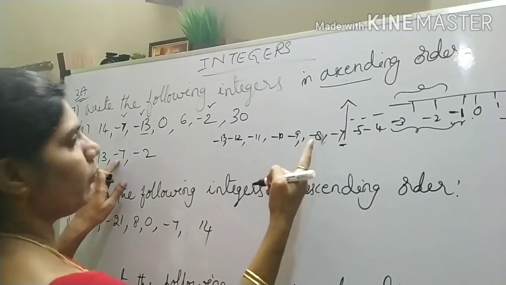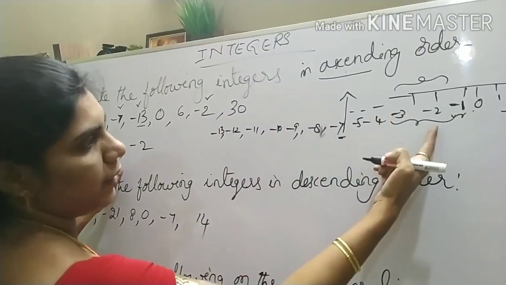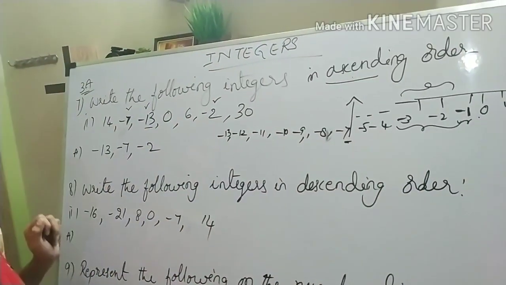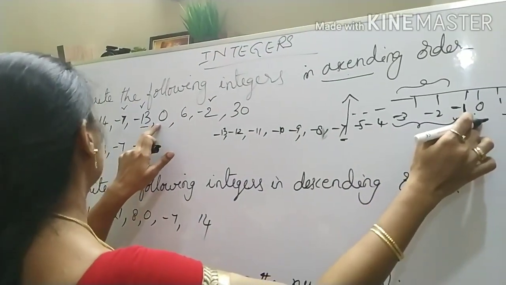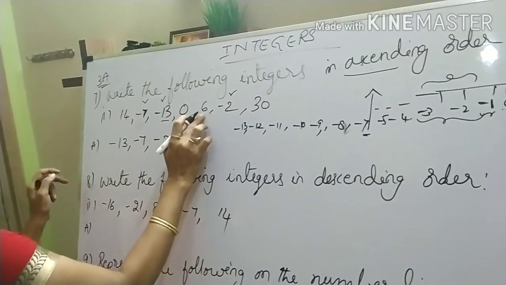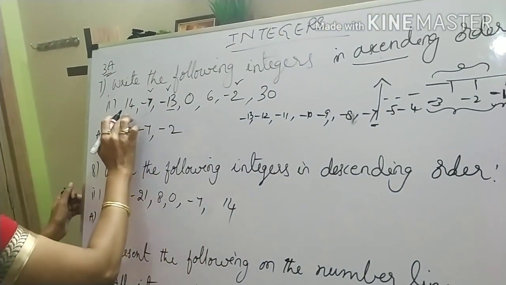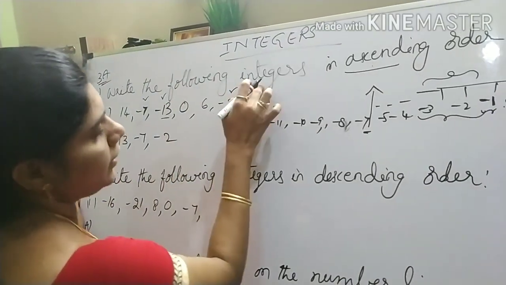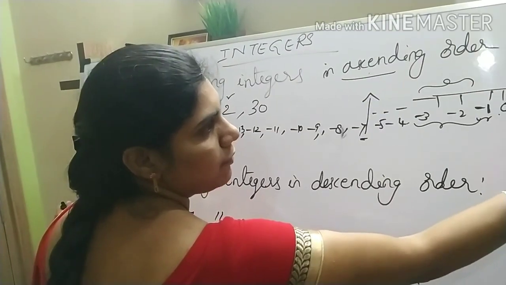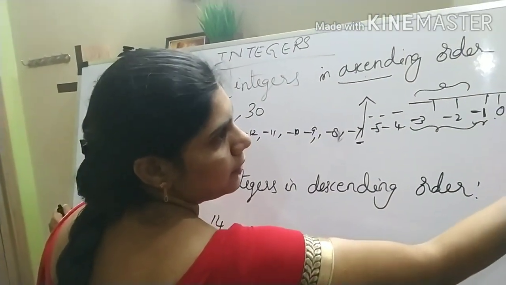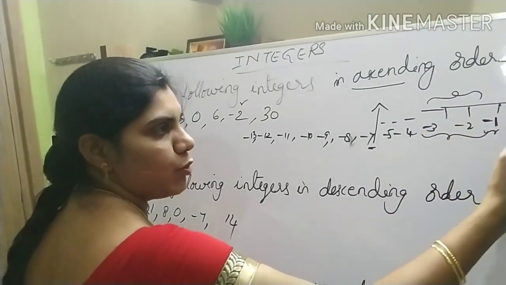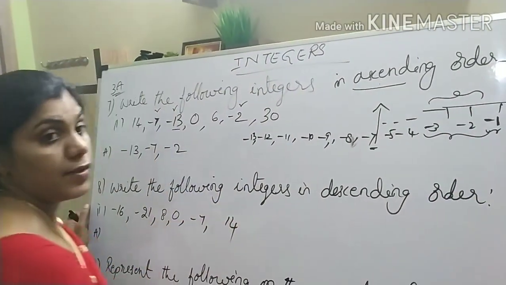Next one, here we have minus 7. So next one, minus 2. Next we have 0 here, so write that 0. After that we have to go for positive numbers. Here positive numbers start with 6. After that we have 14. Next 30. So you write positive numbers as usual. You know how to write in ascending order.